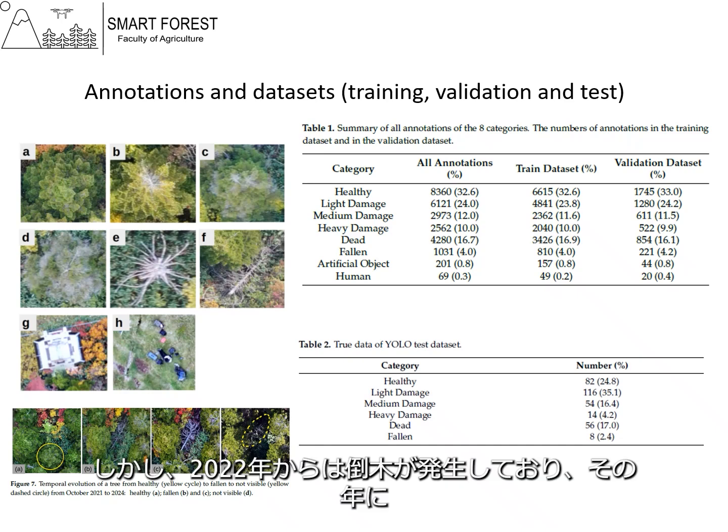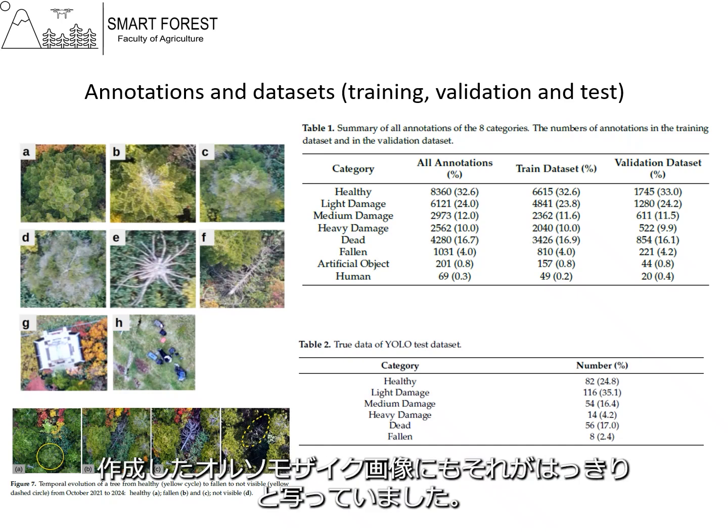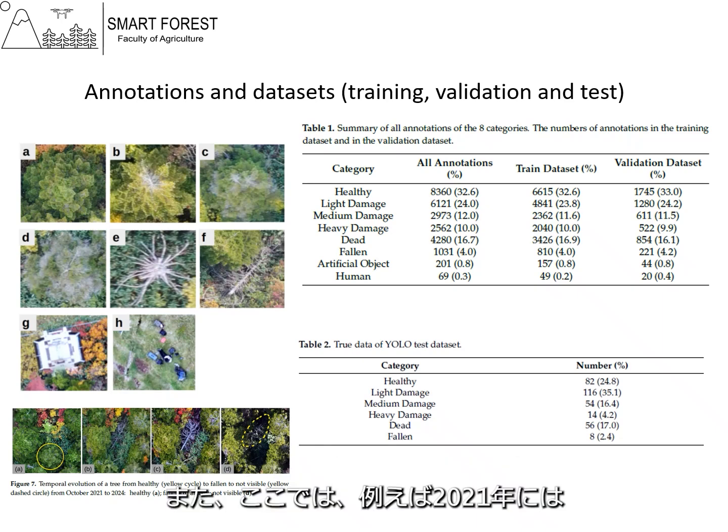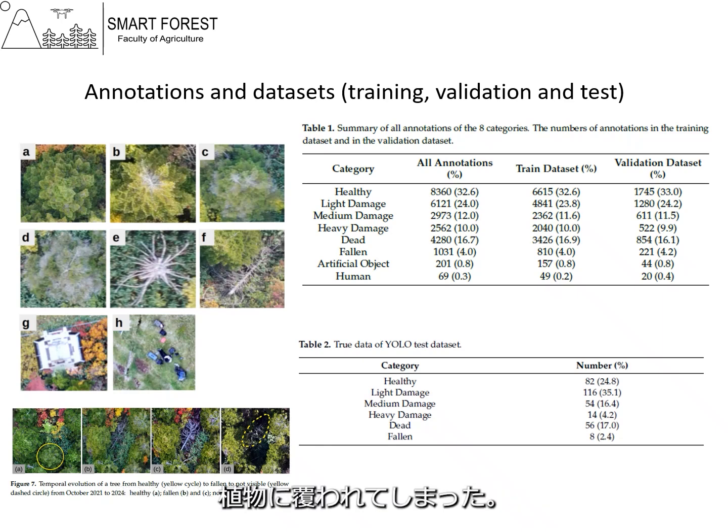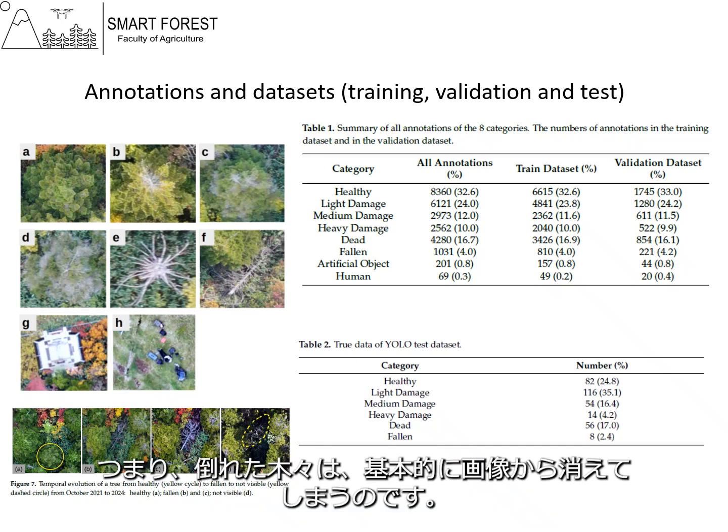But from 2022, we had some trees that were fallen, and they were obvious in the orthomosaics that we made from that year. We also found some interesting characteristics of trees that were standing, for example, in 2021, fell down in 2022, started losing the branches, the leaves, and by 2024, the tree had practically disappeared. It had been covered by shrubs or by sasa or by other vegetation. So the trees that fell down basically disappear from the images.